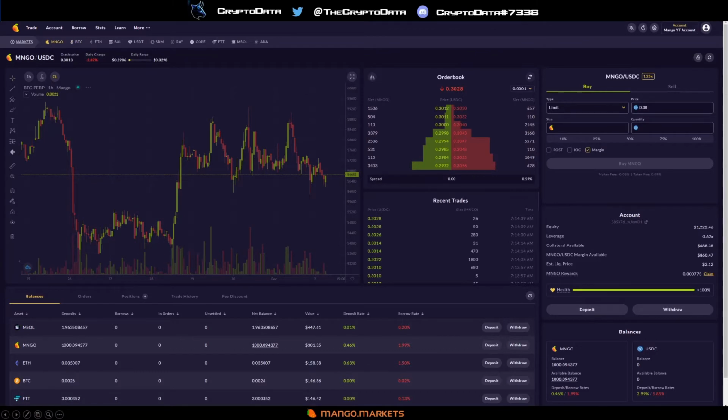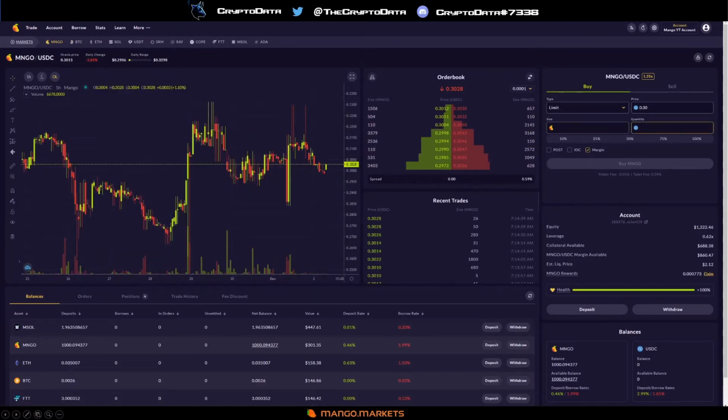I have 1,000 MNGO here. All I did was just put in the USDC value that I wanted. And then from there, so let's just say $100 worth. Okay, the size, 333 MNGOs, and then buy. Okay, now I'm actually changing this to market, so it buys it right away. Again, you can do a limit order if you want. It'd be less, basically no fees.